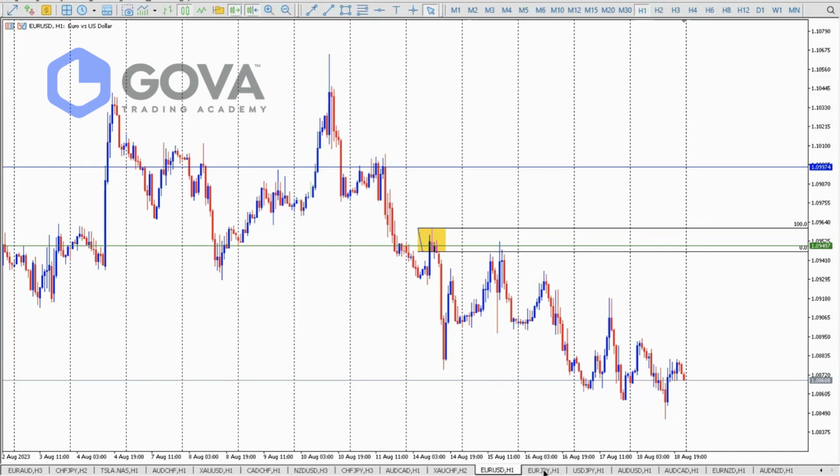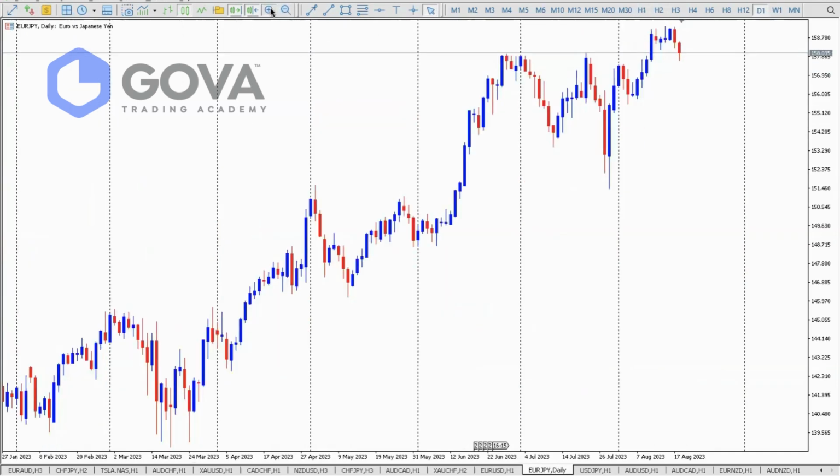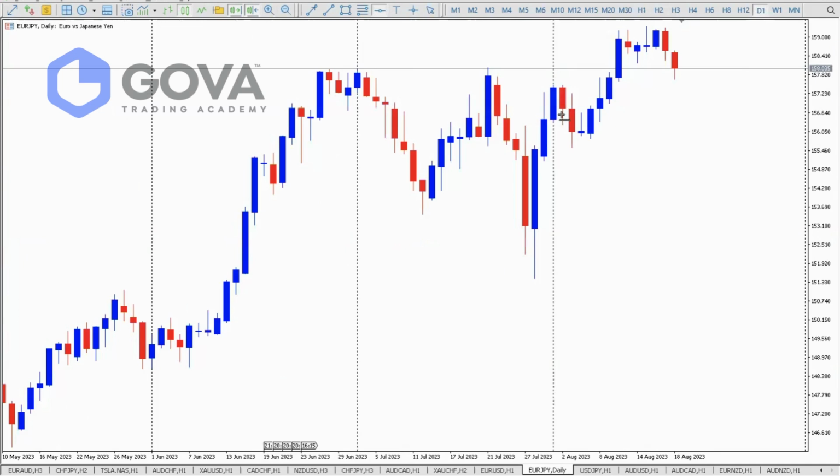Now let's move on. Euro JPY. Let's see what is happening on Euro JPY. Now, the D1 time frame, mark the equilibrium line for the monthly, which is going to be here.